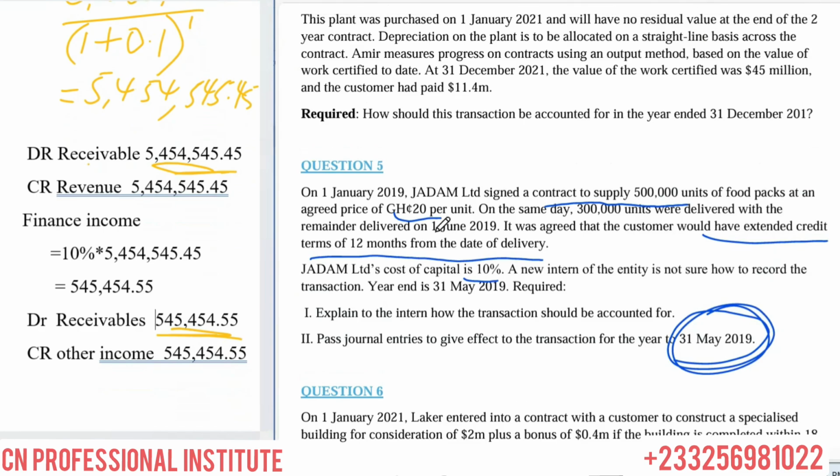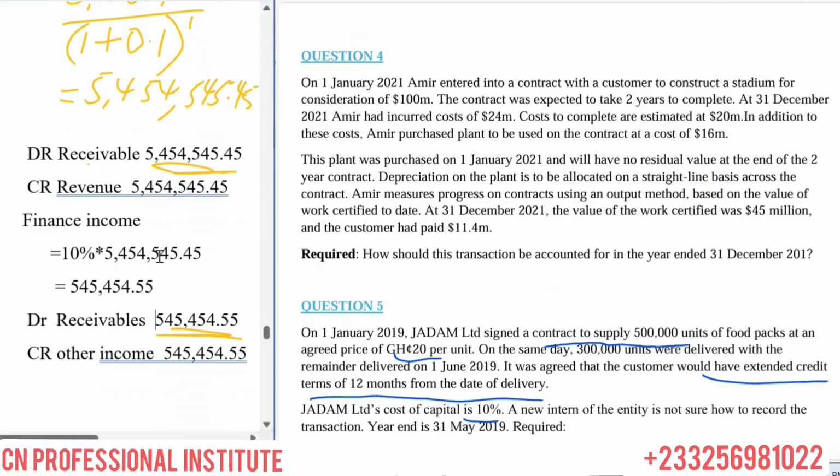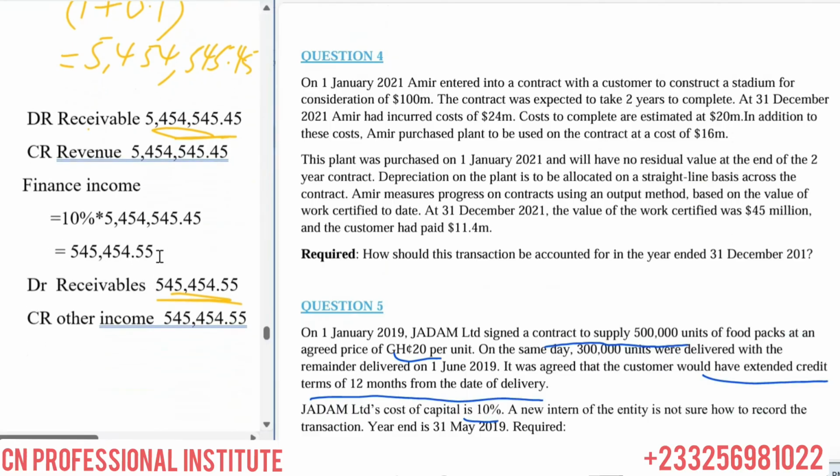So what I've said is what you thought in 10. For the 200,000, we said we are not going to record it now. We'll record it when the performance obligation is satisfied, right?